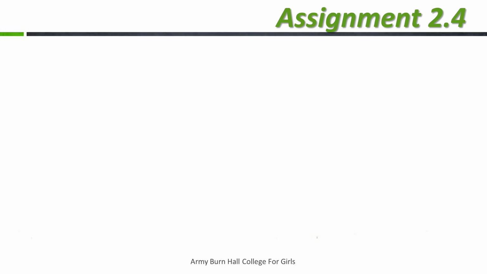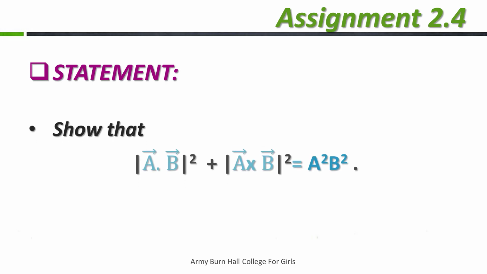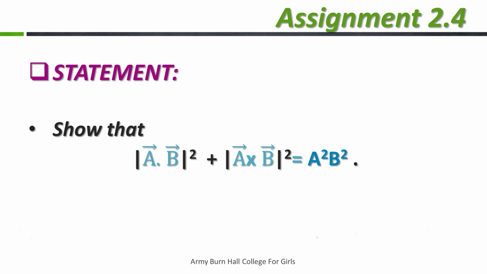So if we move to assignment 2.4, which is given in your book, it is given that show that A dot B whole square plus A cross B whole square is equal to A square B square. They have used brackets in your book. It should not be brackets, it should be these bar symbols, because it is the magnitude of A dot B and magnitude of A cross B. So the magnitude of A dot B whole square plus the magnitude of A cross B whole square is equal to A square B square. You have to make this correction and change those brackets to the magnitude symbol.